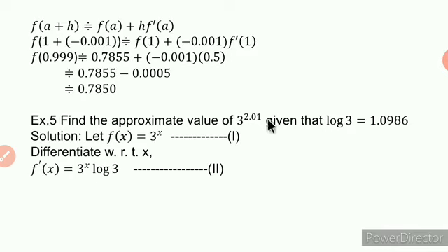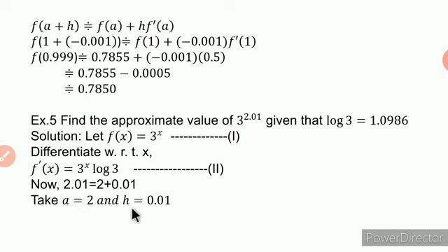Now consider the power. It is 2.01. This 2.01 can be written as 2 plus 0.01. So take a as 2 and h as 0.01. So from 1, f of a is equal to f of 2, it is equal to 3 raised to 2, which means 3 square, it is equal to 9. And from 2, if we put the value of x as 2, we get f dash of a is equal to f dash of 2. It is equal to 3 square into log 3, which is equal to 9 log 3.